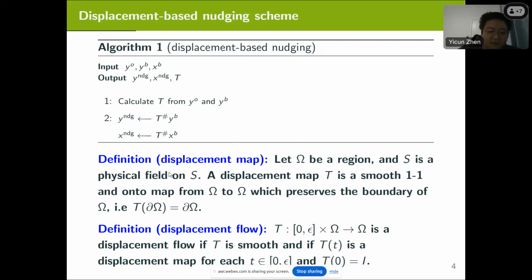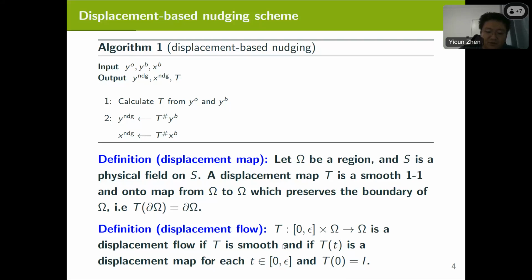And here we present another definition, which we call a displacement flow. The difference between displacement flow and displacement map is that T is a time sequence of displacement maps. So T is from 0 to epsilon. Epsilon is a very small number. It can be 1 or 0.5 or whatever. It's a constant. So T is a smooth map from this time window times omega to the domain omega.